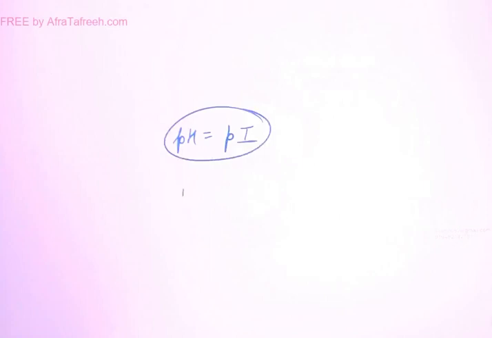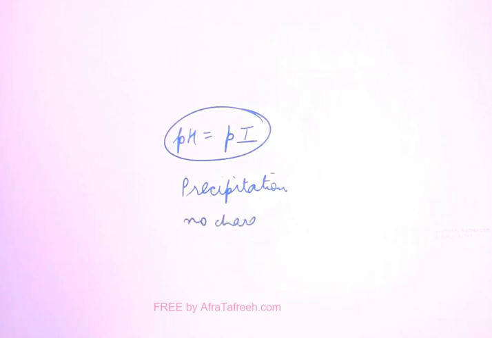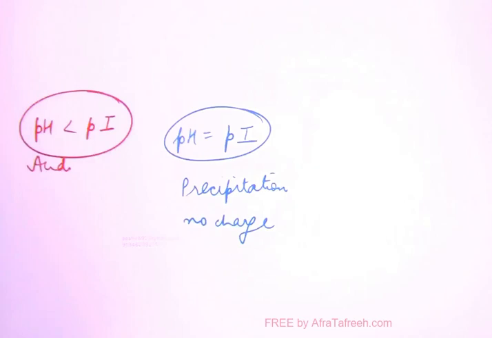So when our pH is equal to pI, then there is no charge, so precipitation occurs. At this pH, there is no charge, so precipitation occurs, net charge is 0. But if pH is less than pI, that is acidic pH, at acidic pH, the protein exists with a positive charge. The protein has a positive charge on it.